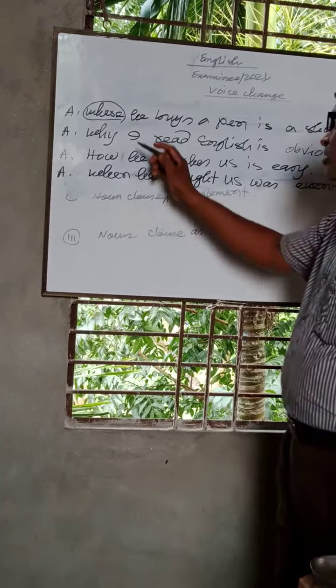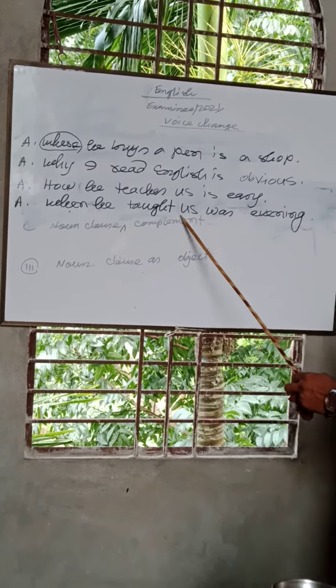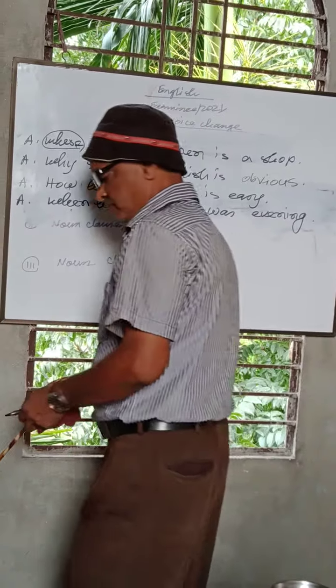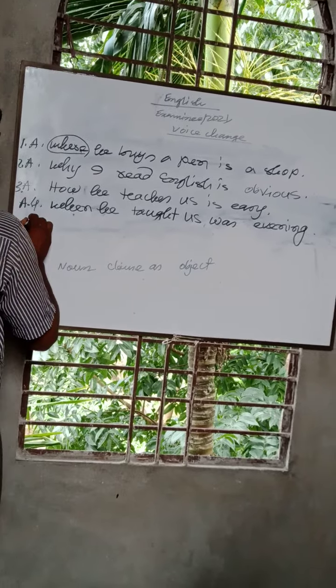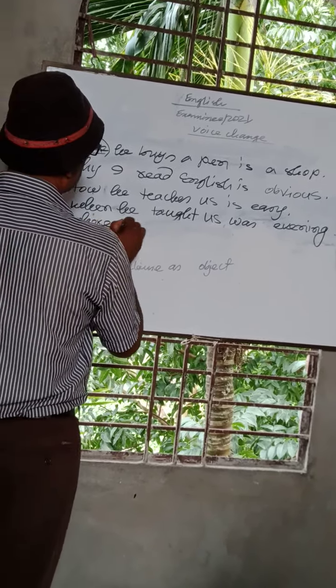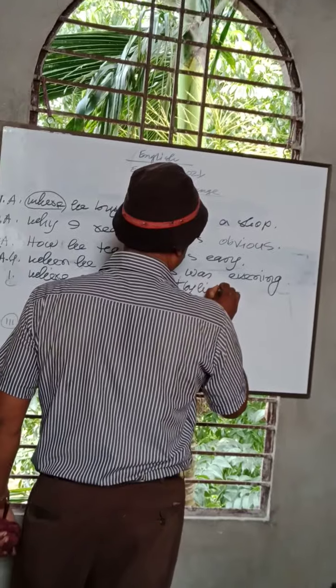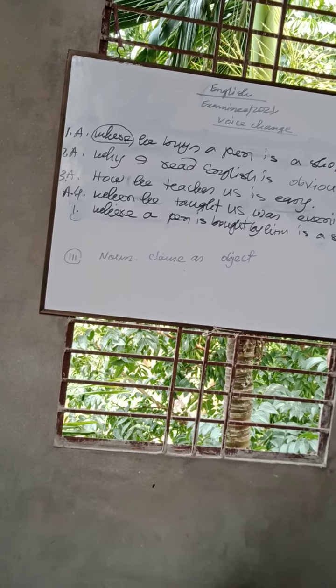We should do the voice change. He buys a pen. I read English. He teaches us. He taught us. Here we should do the voice change. How can you do it? Now, number 1, 2, 3, 4. Number 1, where a pen is bought by him is a shop. Look here. Where a pen is bought by him is a shop.